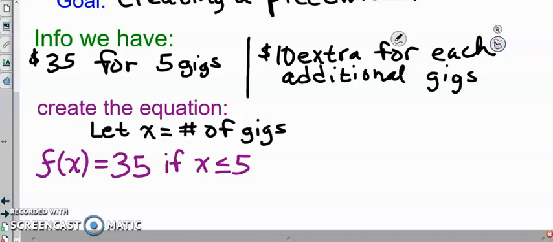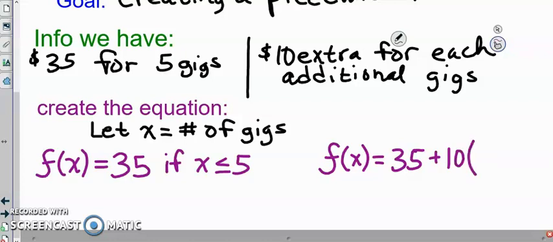Our second function here, it's like, okay, we have $35, that's that flat fee that you're going to pay. But then you went over. You went over those 5 gigs. You did 6, 7, 8, 9, 10, 15, like however much you go over. Hopefully you don't go over that much. And so here, when we write this next part, however amount it is, minus 5 is going to tell us how many gigs you went over.